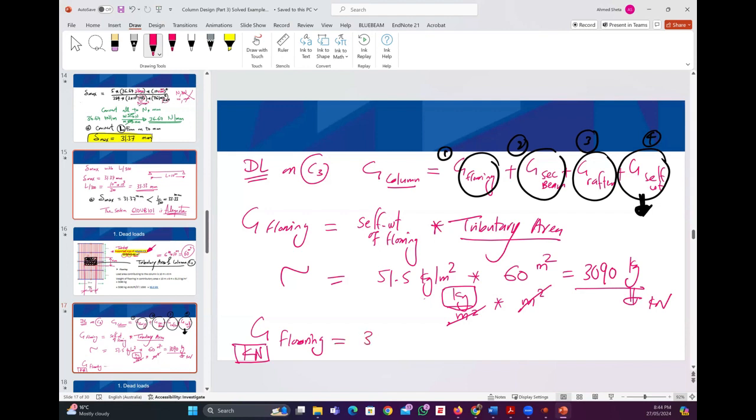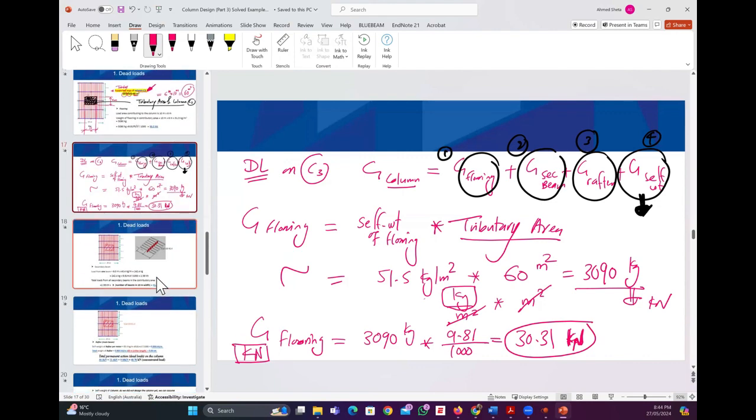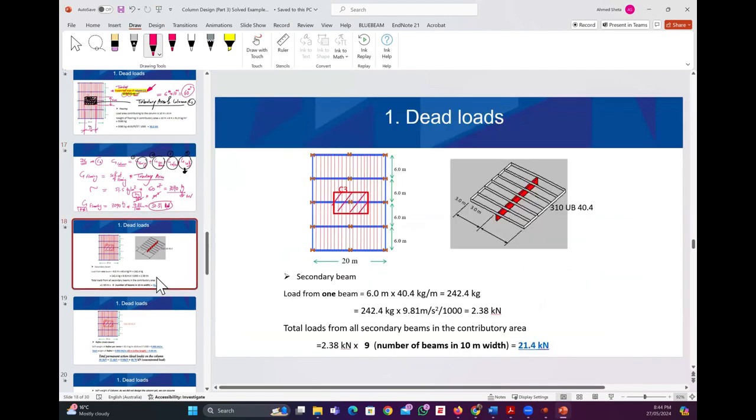So how will we convert 3090 kilogram to kilonewton? We multiply by 9.81, sorry, divided by 1000. So this becomes 30.31 kilonewton. Okay, so are you okay with that? Yes. Okay, so this is just an example.